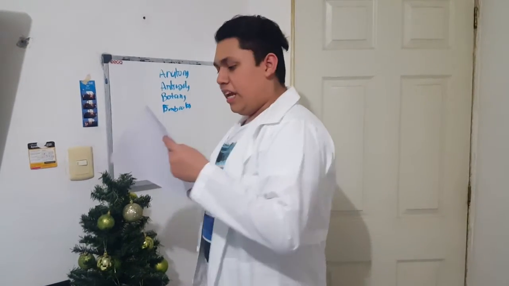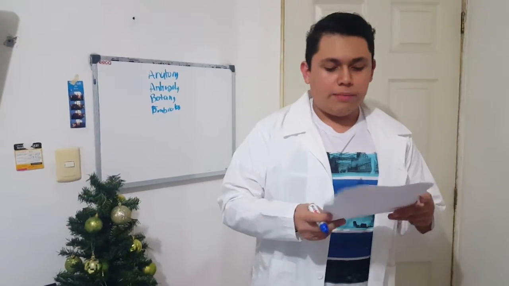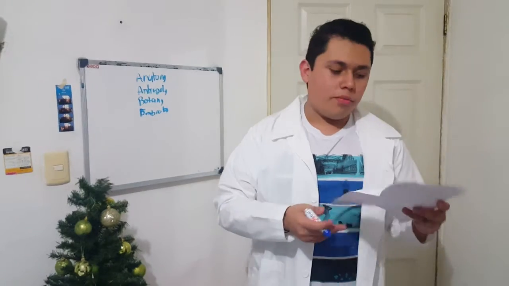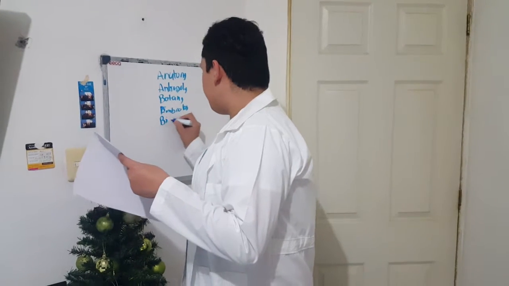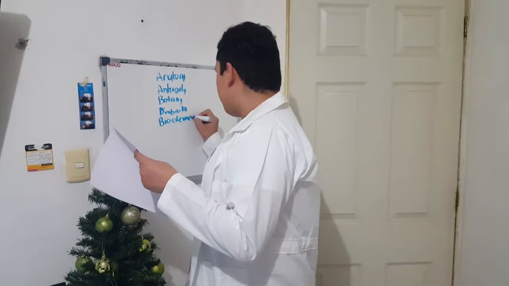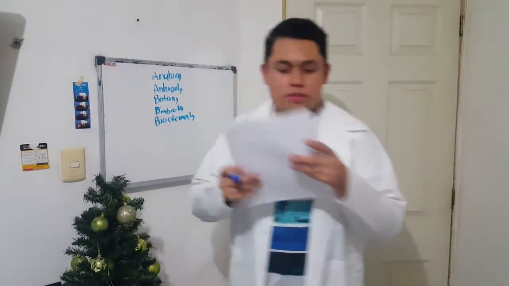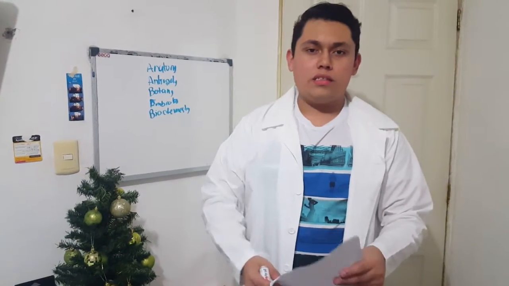embryology. This is the branch of biology and medicine concerned with the study of embryos and their development. The fourth term is biochemistry. This is the branch of science concerned with the chemical and physiological processes of substances that occur inside living things, also like in the cells and in humans.